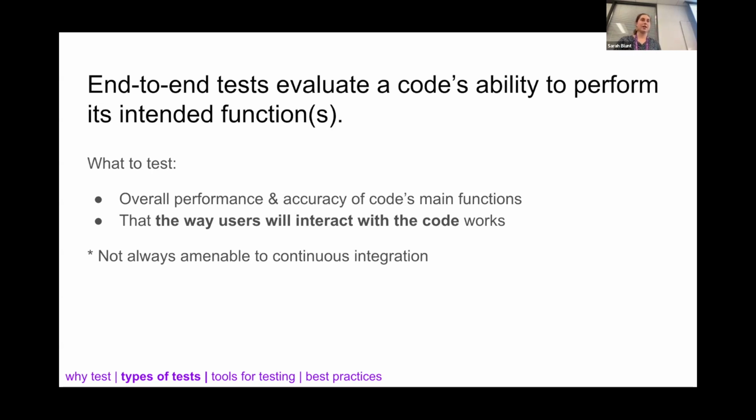So for Orbitize, for example, we maintain a set of end-to-end tests that are not run automatically. They take a little bit longer, so we have them and we run them periodically, but we do it manually. They also tend to require human inspection, like making sure this plot actually looks like it's supposed to.